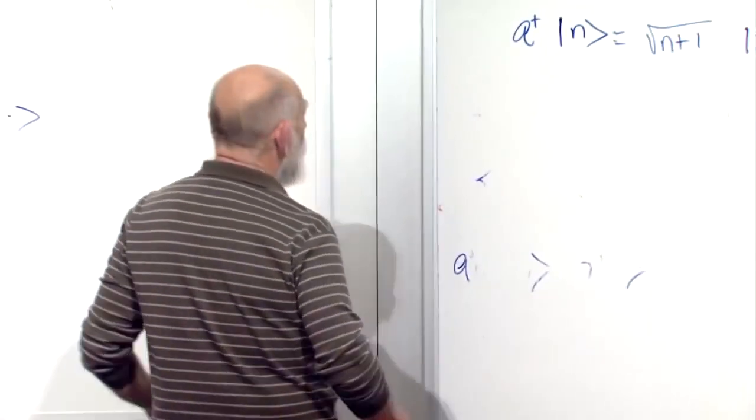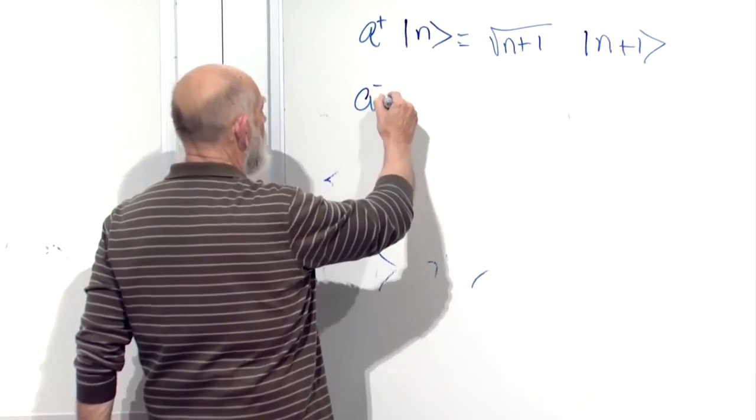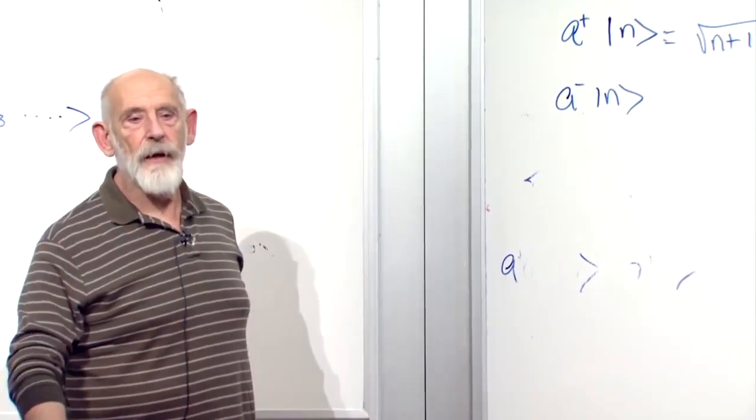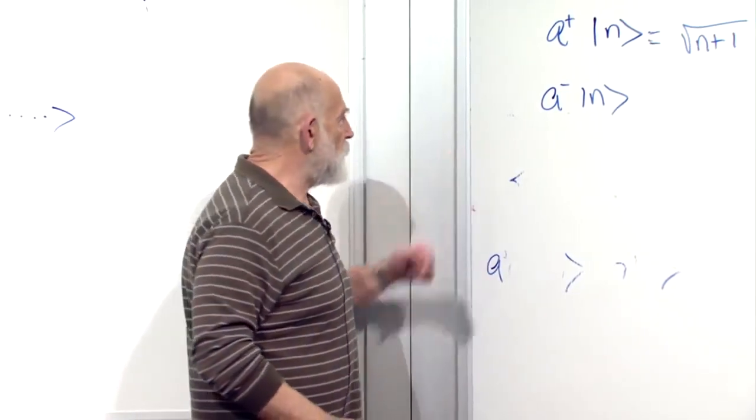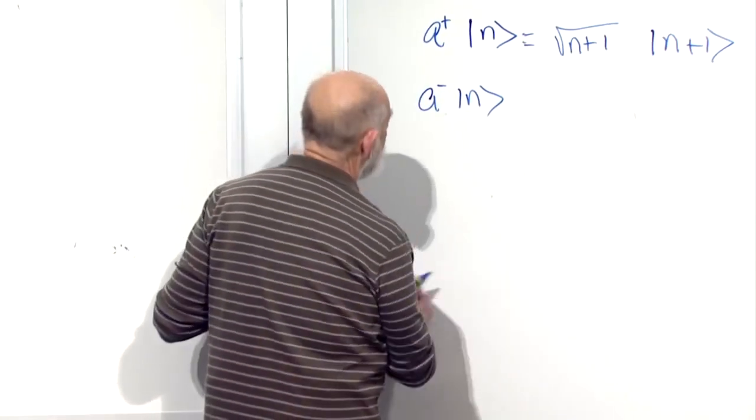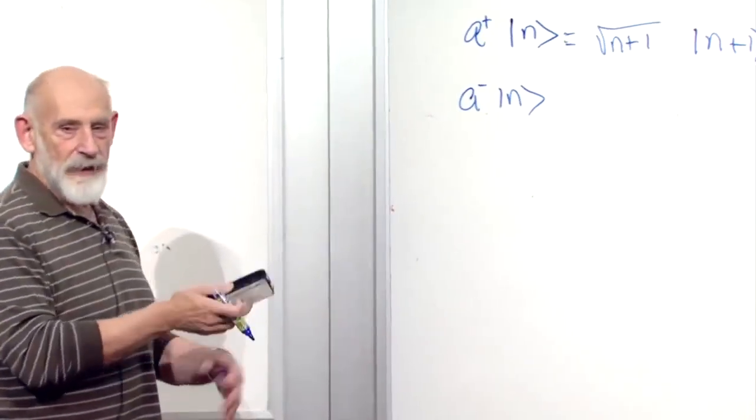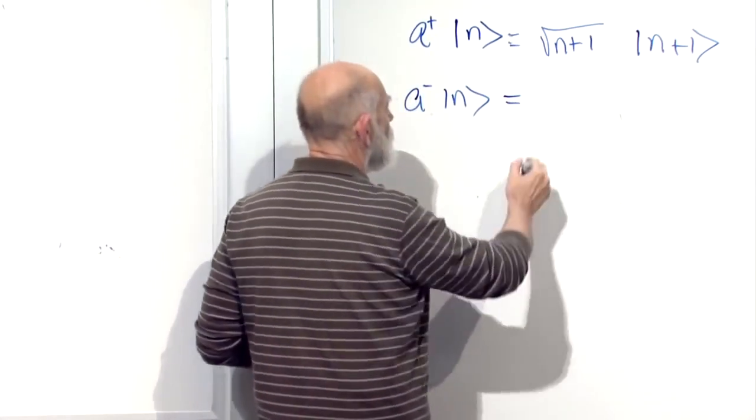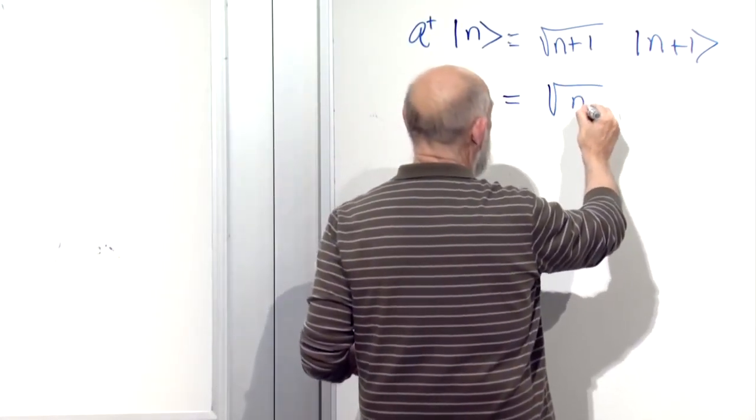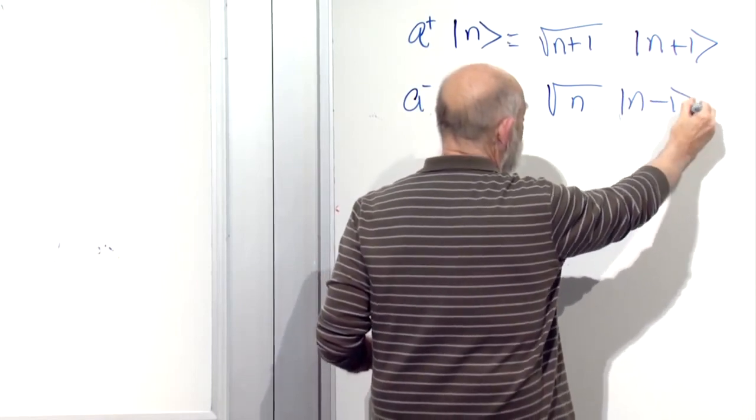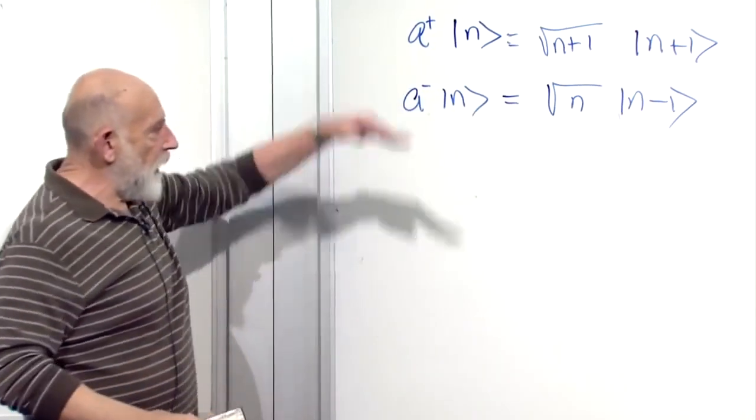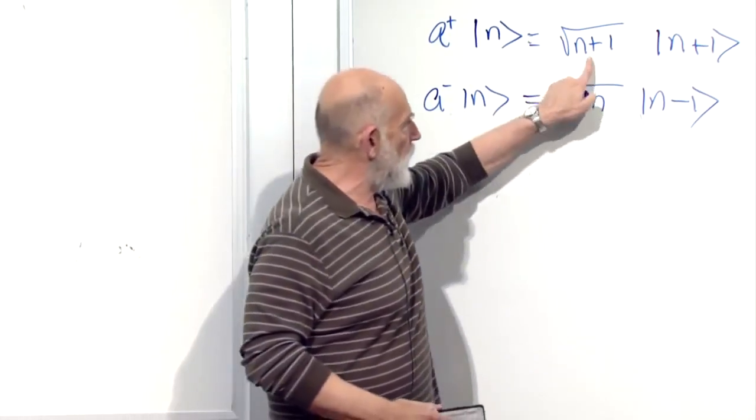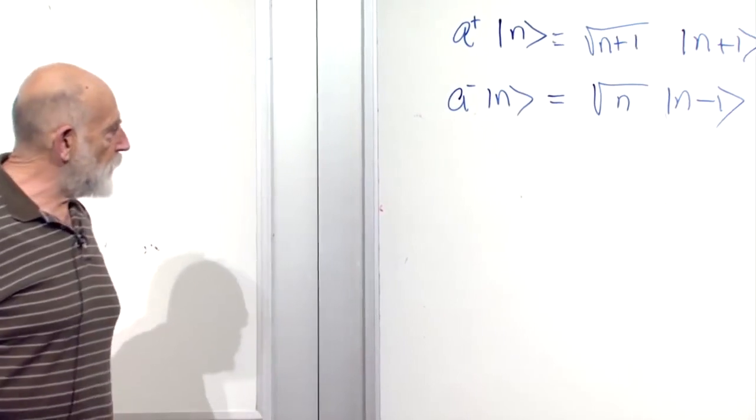Next, what about a minus on n? Well, you go through essentially the same little game. You can do it yourself. It's not very hard. This time you don't even have to do any commutator. They'll wind up in the right order, and what you'll find out is that this is equal to the square root of n times n minus 1. In other words, it takes you down a level but multiplies by the square root of n.